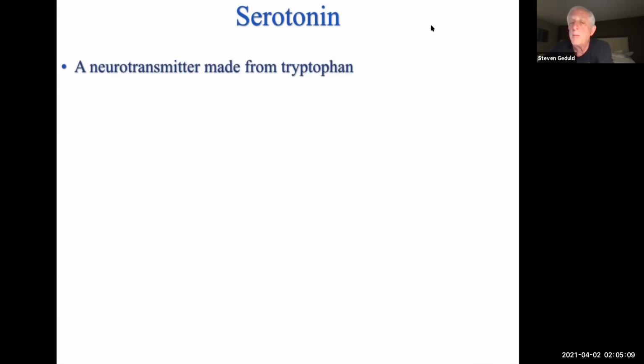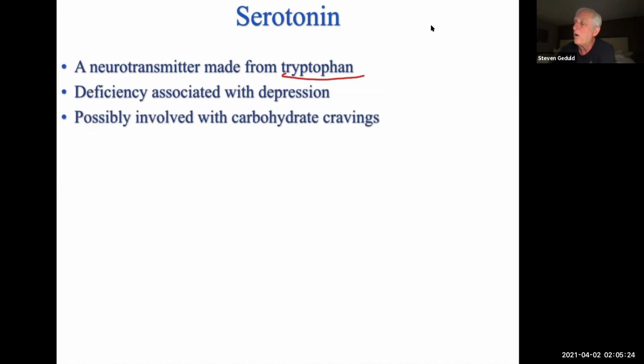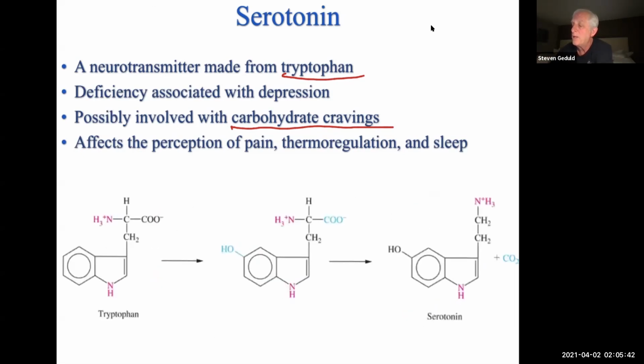Okay, serotonin. Serotonin is a neurotransmitter made from what's called tryptophan. Tryptophan is another amino acid. Deficiencies of serotonin are associated with depression, and it's possibly involved with carbohydrate cravings. So a deficiency causes depression and causes you to crave carbohydrates. Serotonin affects the perception of pain, thermal regulation, and sleep. Okay, so this is tryptophan.